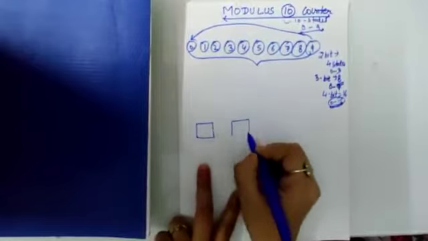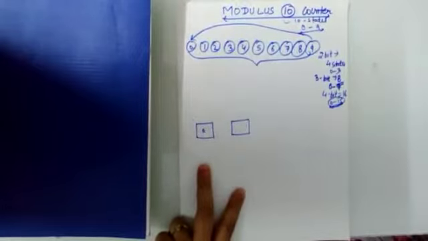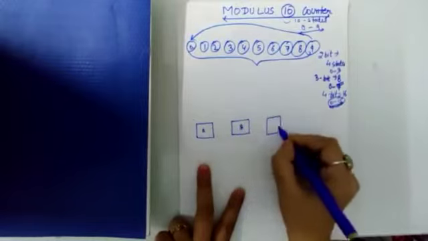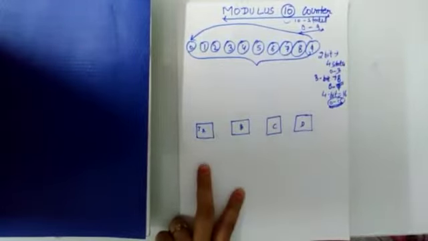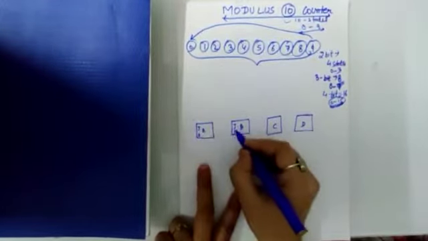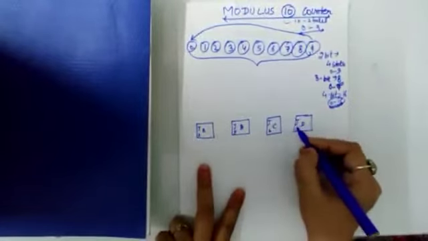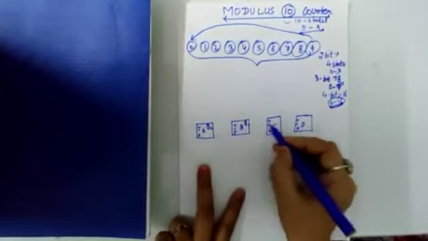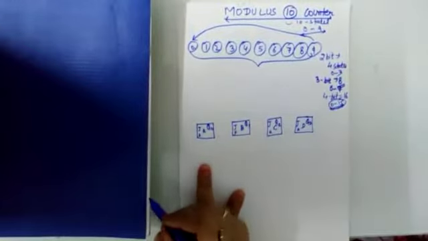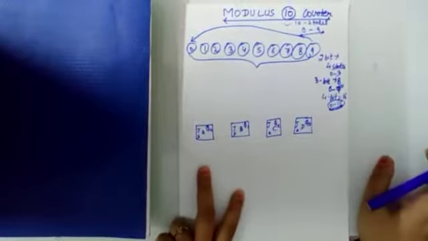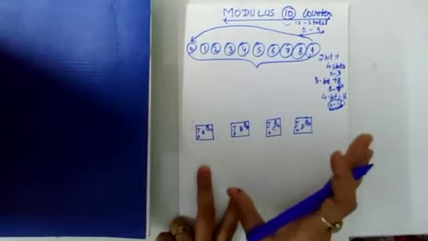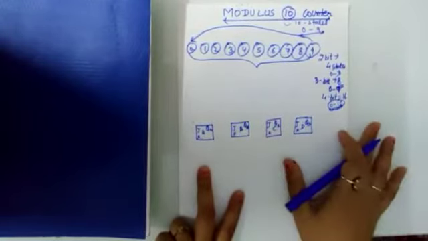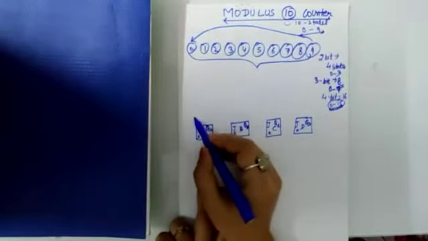I am taking A, B, C and D. JK flip-flops I am taking for toggling action. I need JK, JK, JK, JK inputs, and the outputs are Q0, Q1, Q2, Q3. You can design a modulus counter by synchronous or asynchronous design, it is up to you. But synchronous counter designing is a little more complicated, so I always prefer to design a modulus counter with an asynchronous counter.